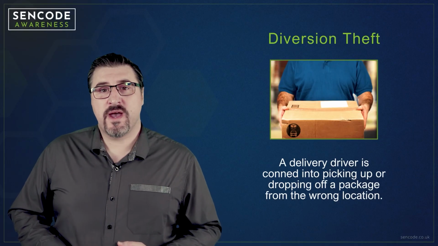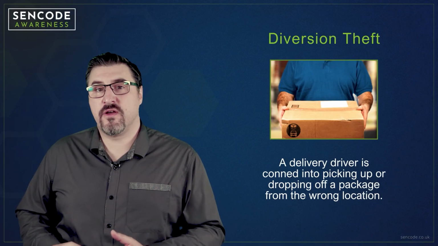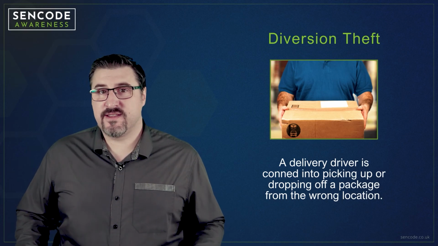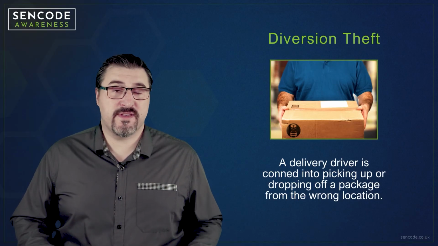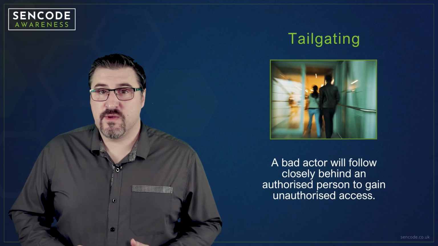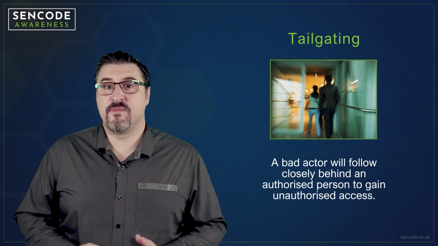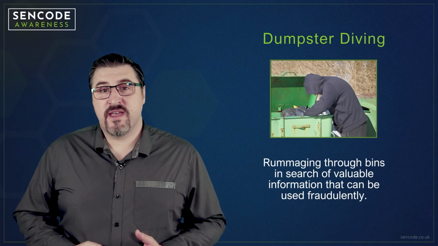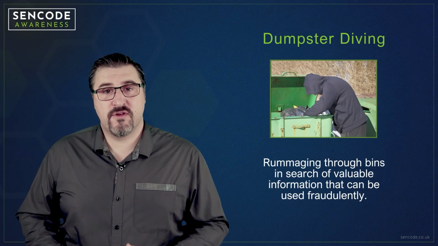Diversion theft is where a delivery driver is conned into picking up or dropping off a package from the wrong location, to either facilitate delivery of a false package or to gain access to a real package for the wrong recipient. Tailgating is where a bad actor will follow closely behind an authorised person to gain unauthorised access before the door closes. Dumpster diving involves rummaging through bins in search of valuable information that can be used fraudulently.